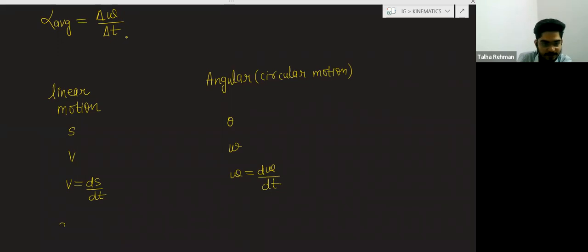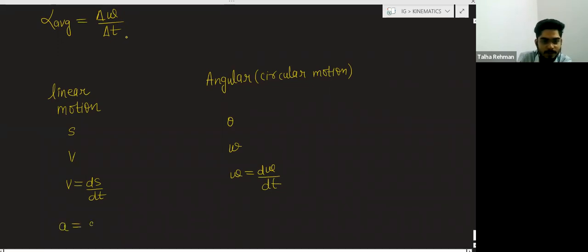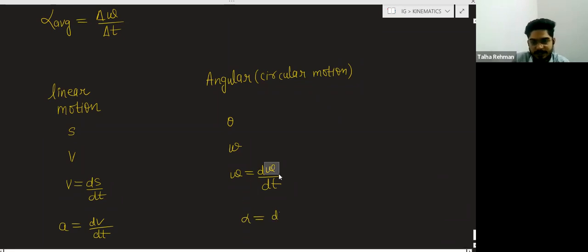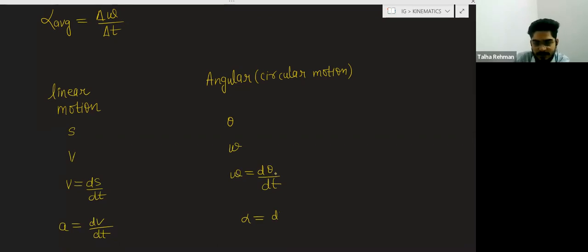Linear acceleration is given by dv by dt, change in linear velocity divided by change in time. Oh, actually angular velocity is d theta by dt. Linear velocity is ds by dt and angular velocity is d theta by dt. Angular acceleration is d omega by dt.